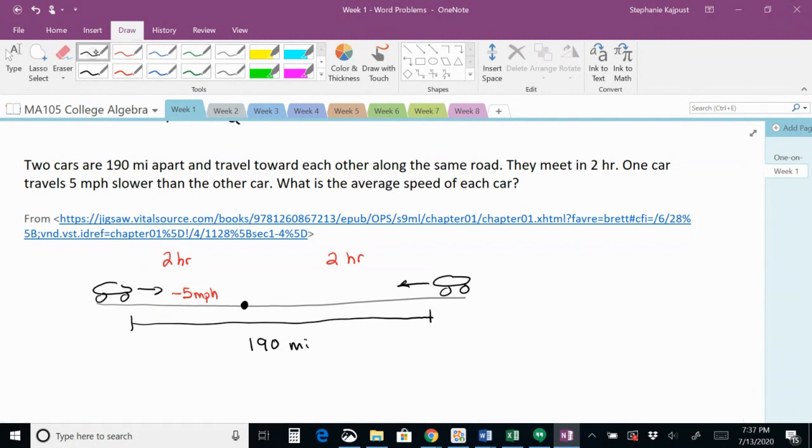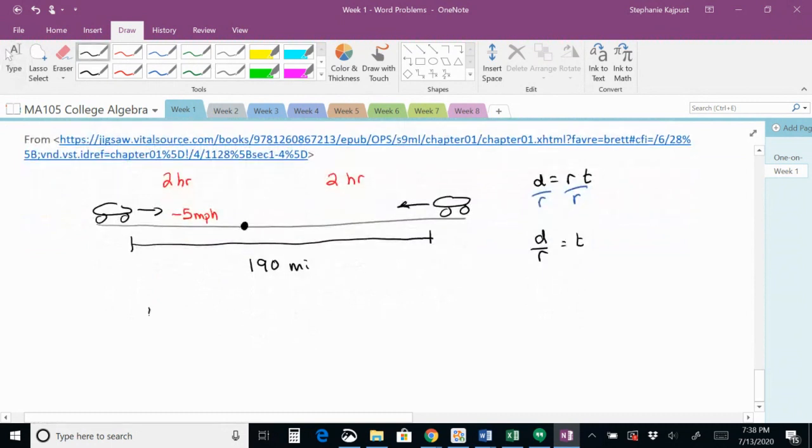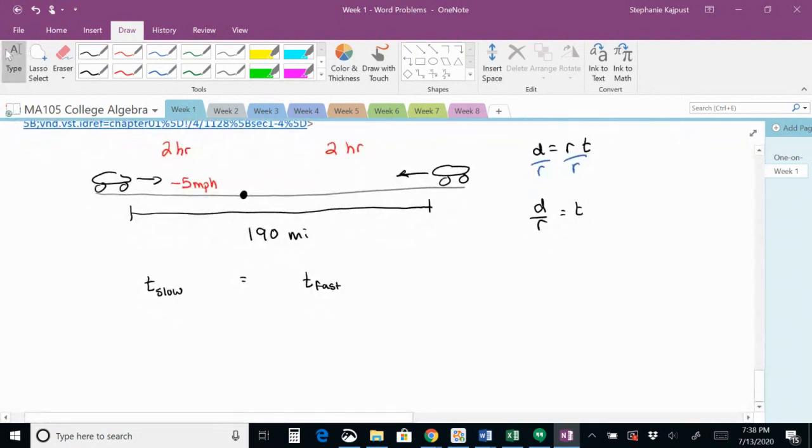We still have distance equals rate times time, but in this case the time is the same. So if you were to solve, you would have distance over rate to get an equation for time. I can have the time for the slow car equals the time for the fast car. We know that it's both 2 hours, and we know they're equal.